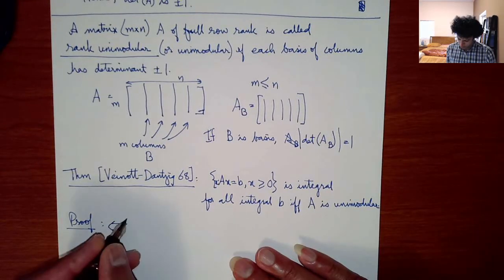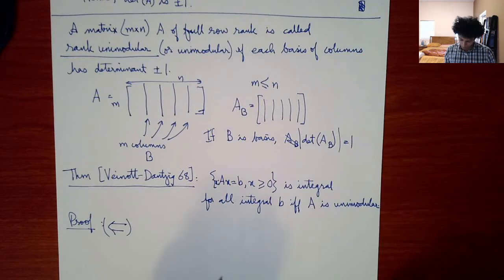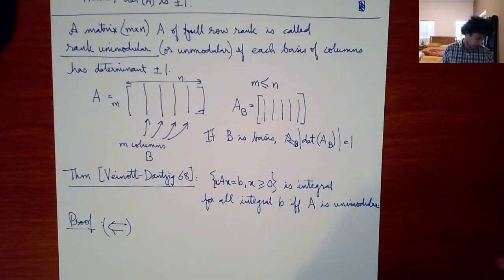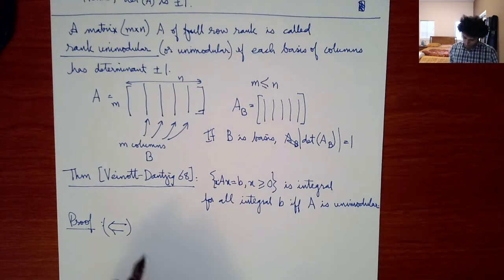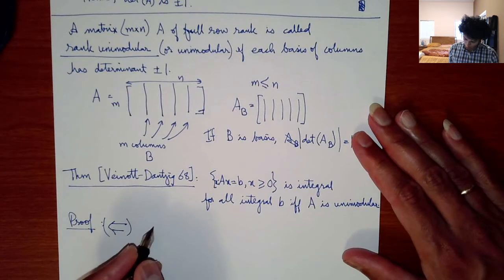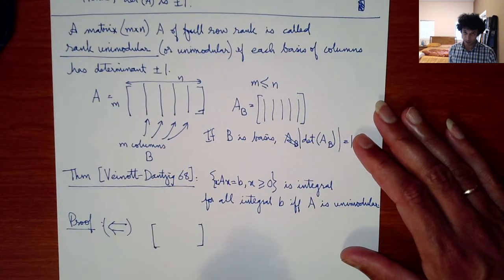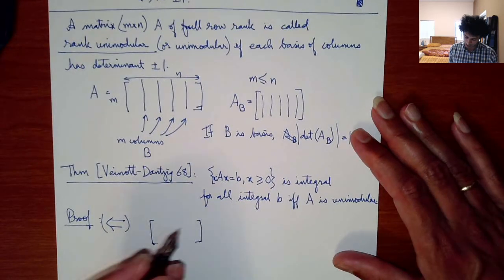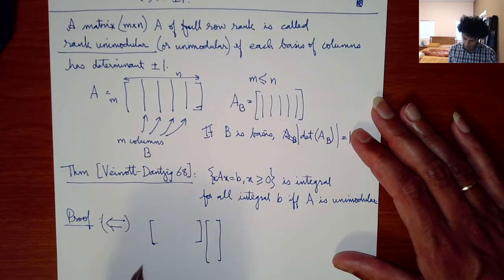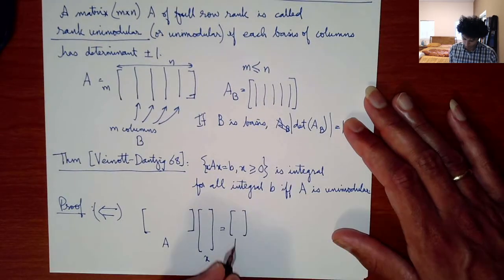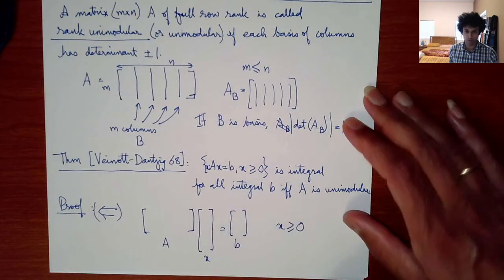So let me first prove the reverse implication: show that if A is unimodular, then this polytope is actually integral. Okay, so now I'm going to draw some pictures here just so that you recall, and then we will need some theorems that we proved during the simplex algorithm. So let's look at Ax is equal to b, where x is greater than or equal to 0.